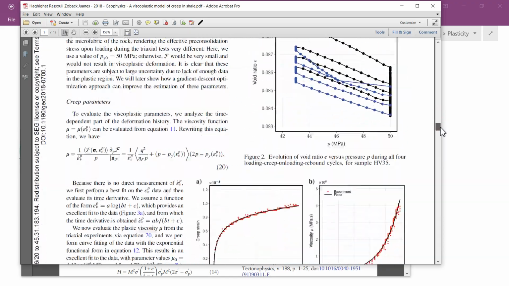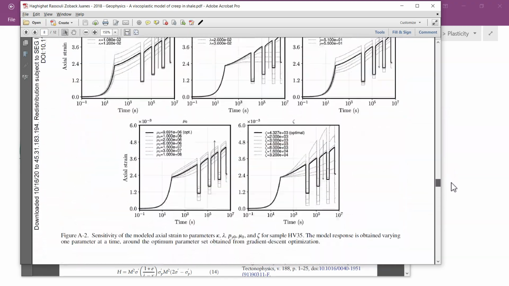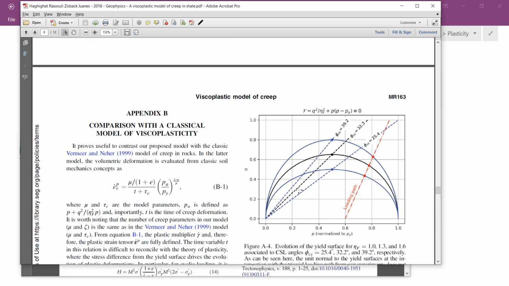So I'm going to put the link of this paper also in the video, and here also you have the ellipses that we have seen so far, that hopefully are going to help you to get started on a path to solve problems of elastoplasticity for petroleum and subsurface engineering.